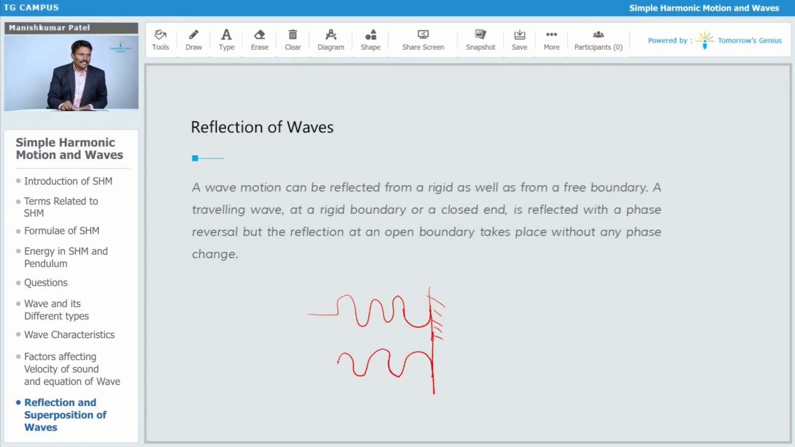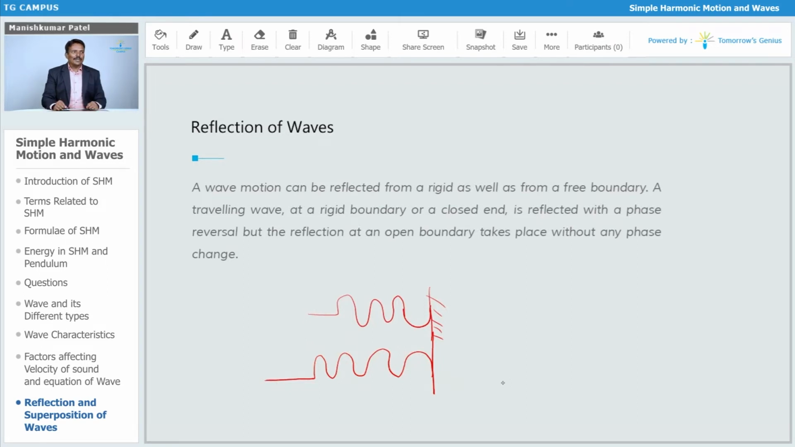There is a phase shift. Some phase shift will occur when it hits that, and again it moves back along its backward direction. So that is what we can call a reflection of your waves.